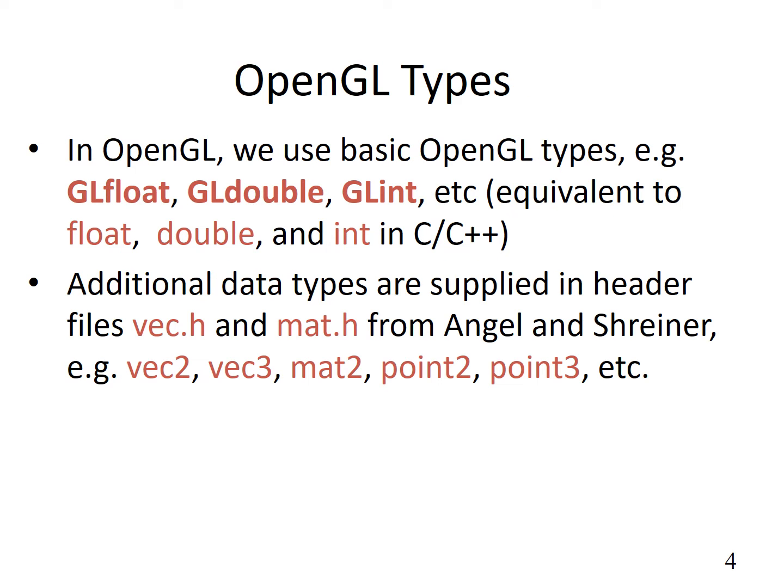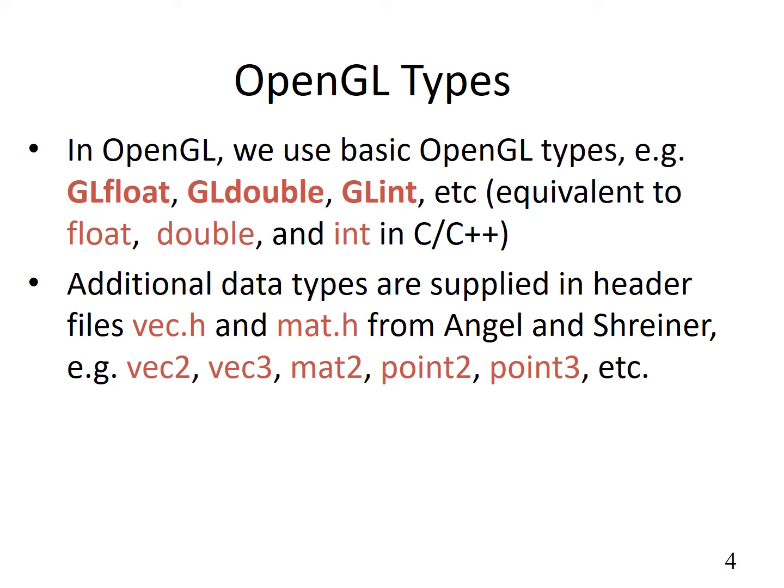Types basically mean variable types. In OpenGL, there are variable types such as GLfloat, GLdouble, GLint, which are equivalent to the C programming types float, double, and int. Int stands for integer here. And you can work out that since they have a prefix GL, they are defined in the OpenGL core library.